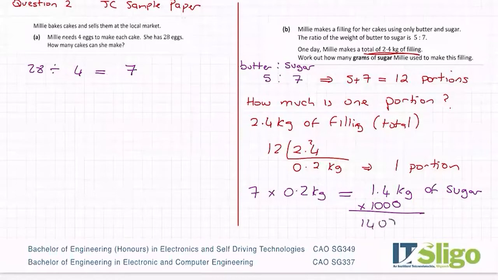And of course you get 1,400 grams of sugar. And that's how you work ratios. If they had asked me how much butter was in it, well, I would go back to one portion, which is 0.2 or 200 grams, and multiply it by the 5, okay? And you'll get 1,000 grams.